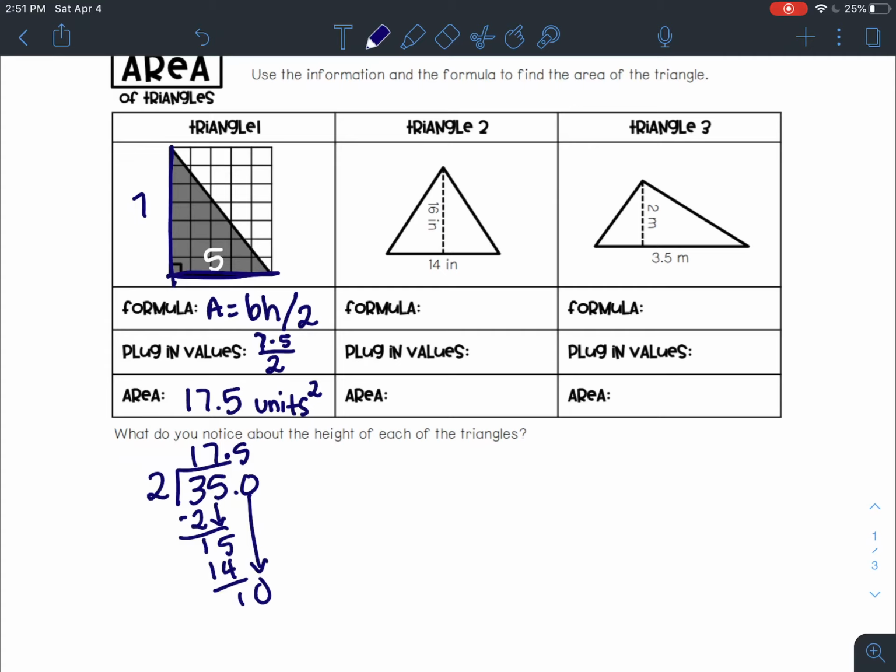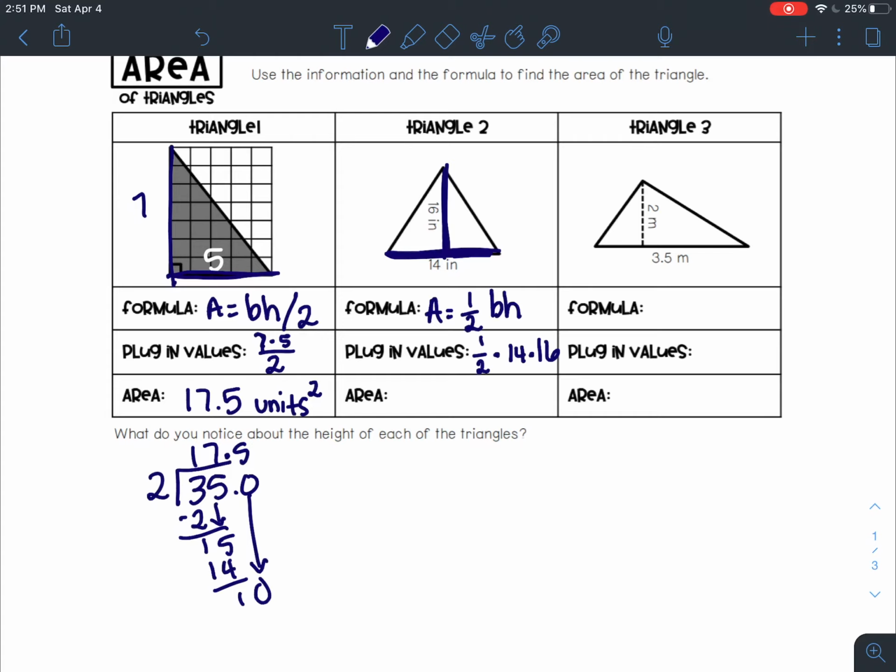The next one I have a base of 14 and a height of 16. So again, area equals, and this time I want to use the other one so you guys can see both ways. We have half base height. Again, plug in the values. I have half times the base is 14 times my height is 16.